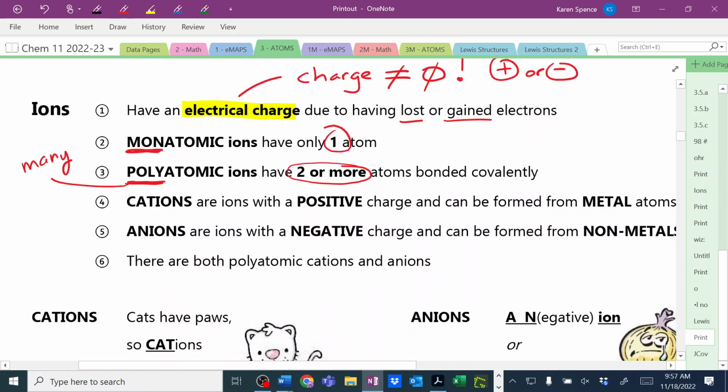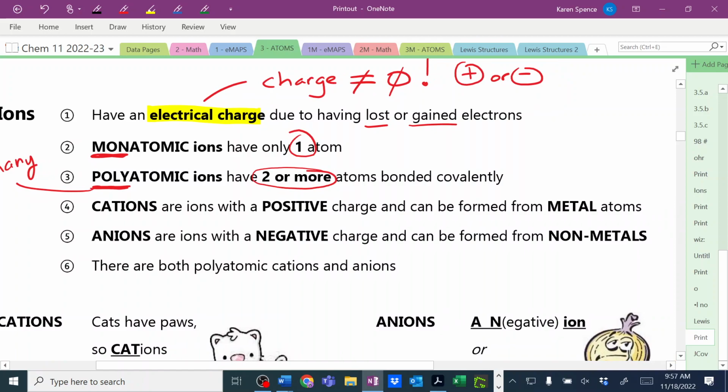And of course, hopefully by this point it should be becoming second nature that cations are positive and anions are negative. What kind of element forms cations? Metals. Metals form cations. So the metals are the cations. What kind of elements form anions? Nonmetals form anions. And then there are both polyatomic cations and anions.